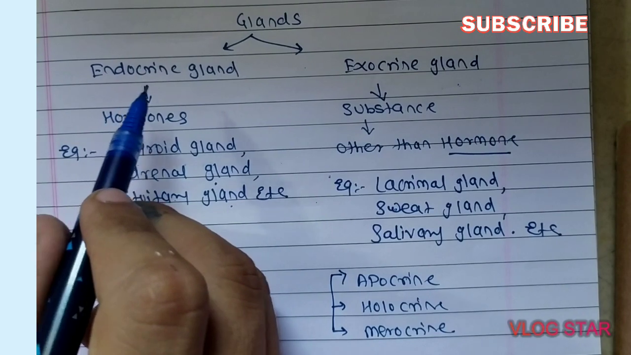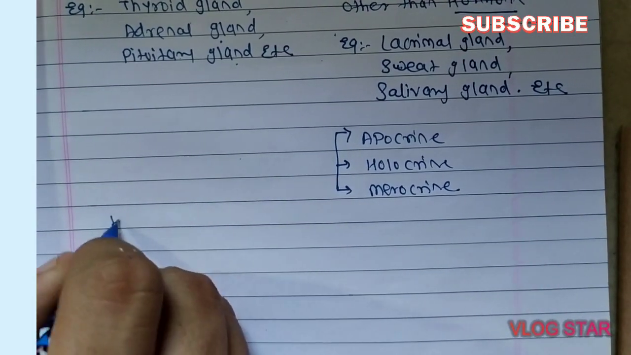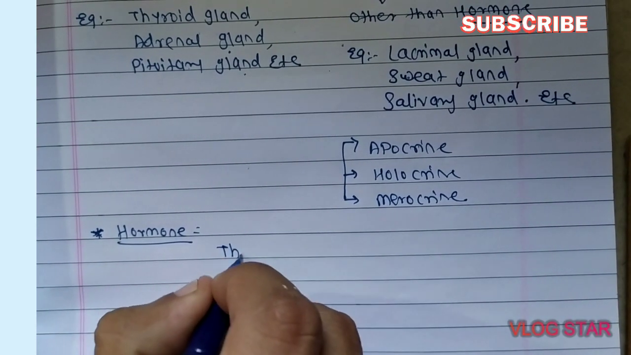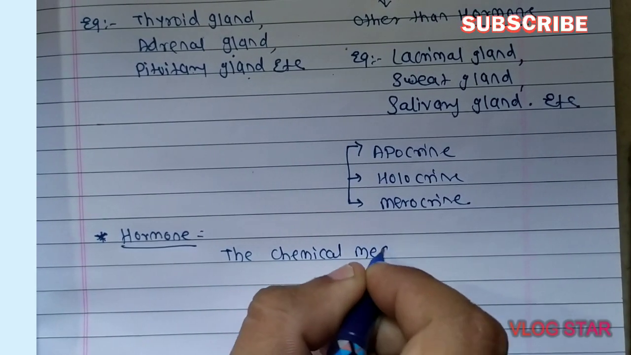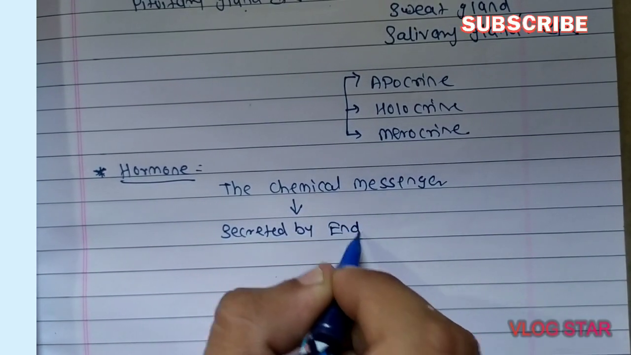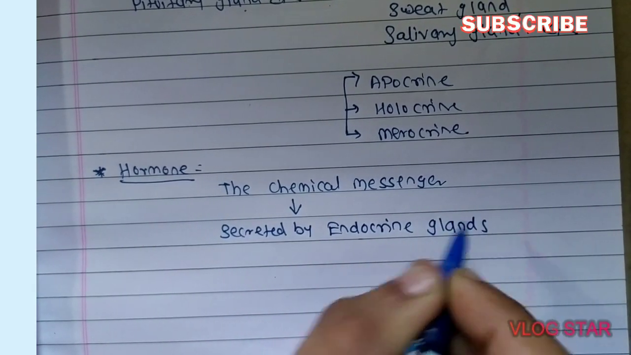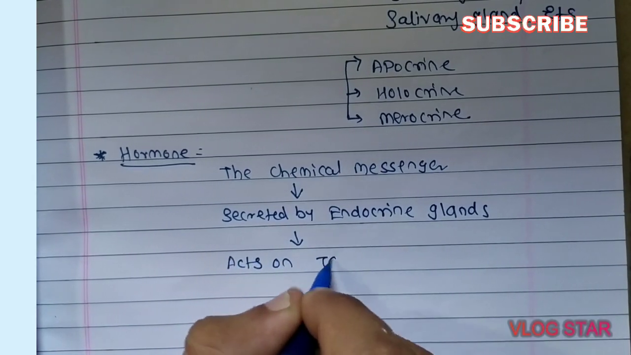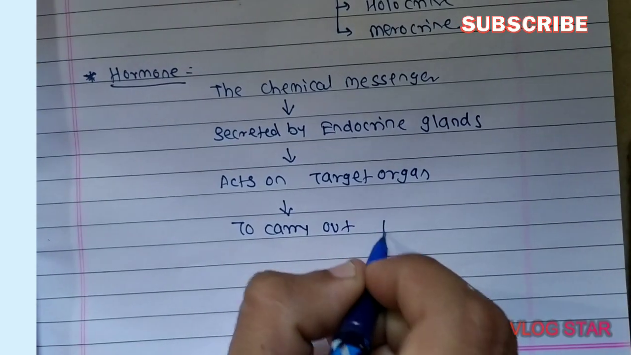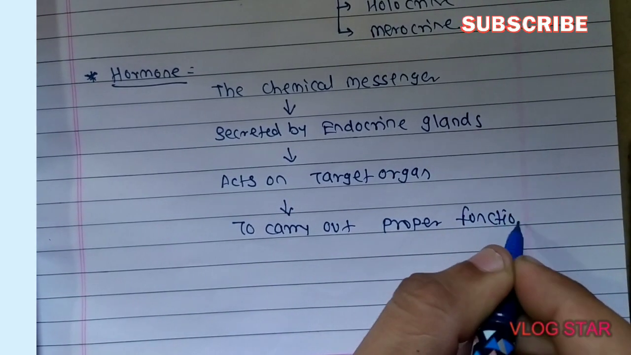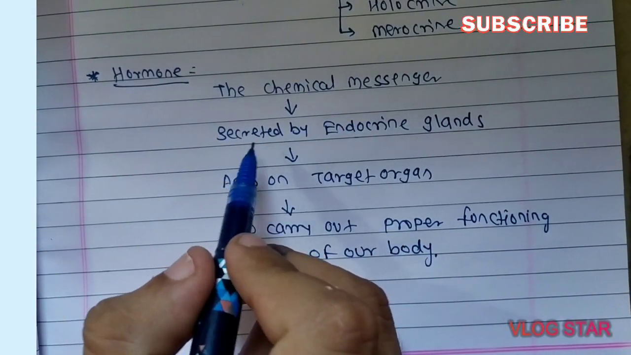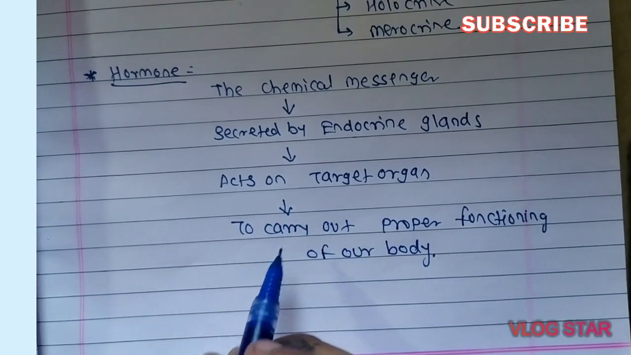Endocrine glands are glands which secrete hormones. So what is a hormone? Hormones are nothing but chemical messengers which are secreted by endocrine glands. They act on target organs to carry out the proper functioning of our body.